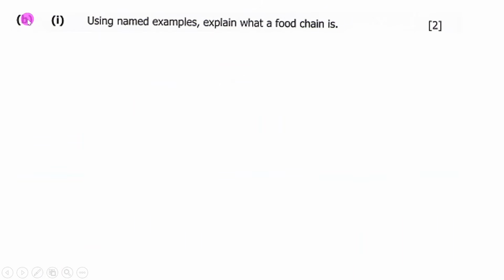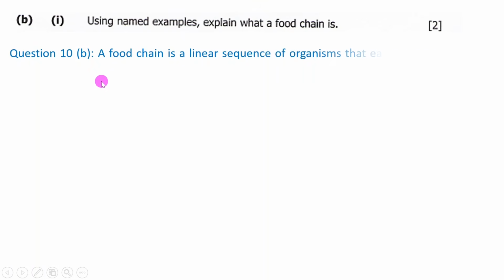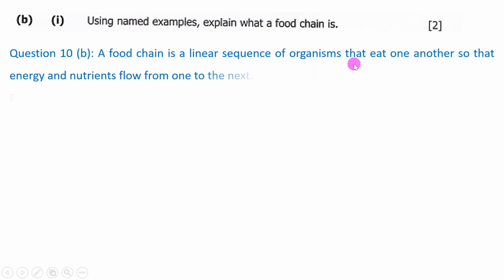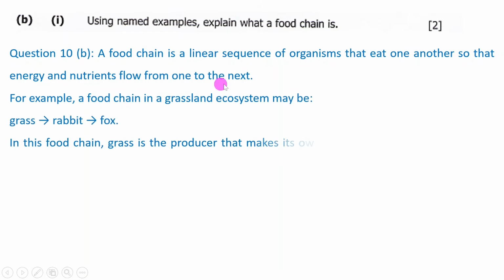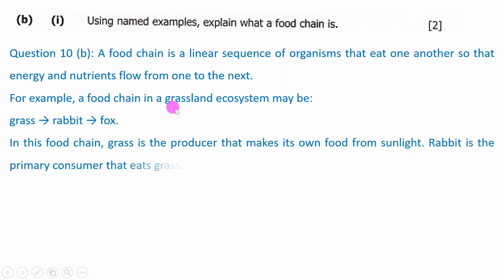Then we come to B part 1, using named examples, explain what a food chain is. So here, question 10b part 1, we're saying a food chain is a linear sequence of organisms that eat one another so that energy and nutrients flow from one to the next. For example, in a grassland ecosystem, grass goes to rabbit, then it goes to fox. In this food chain, grass is the producer that makes its own food from sunlight. Rabbit is the primary consumer that eats grass. Fox is the secondary consumer that eats rabbit.